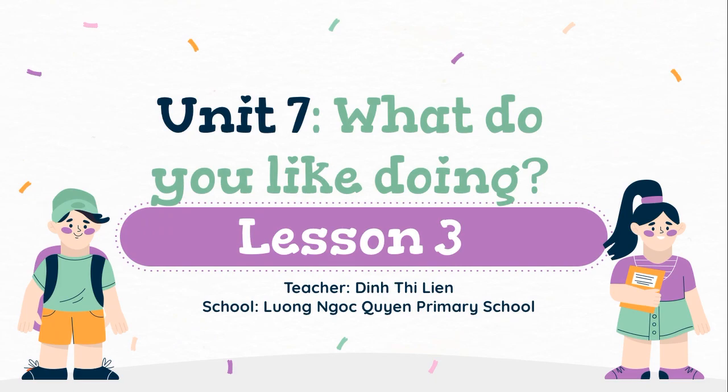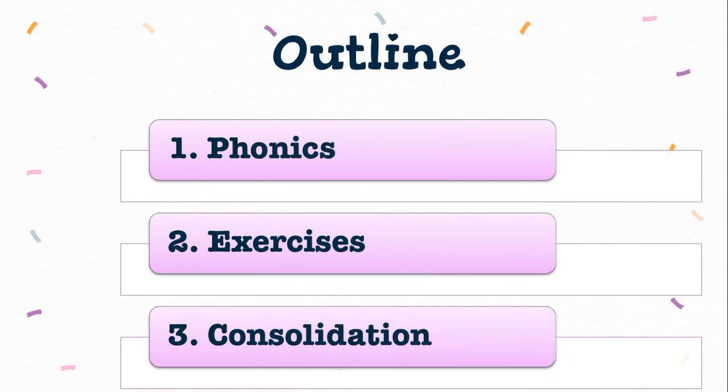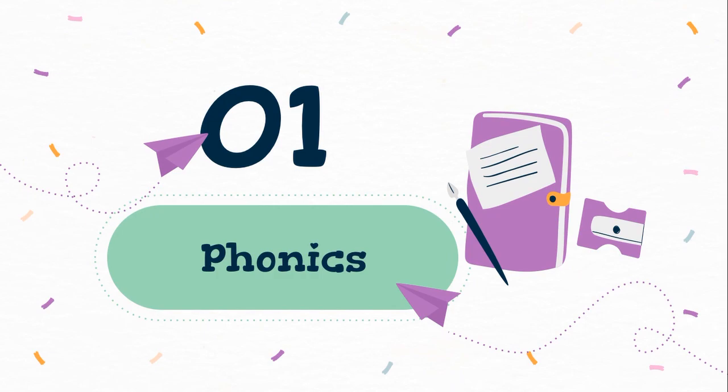Unit 7. What do you like doing? Lesson 3. There are three main parts in the lesson today. The first part is phonics. The second part is exercises. And the last part is consolidation. Let's get started with the first part, phonics.